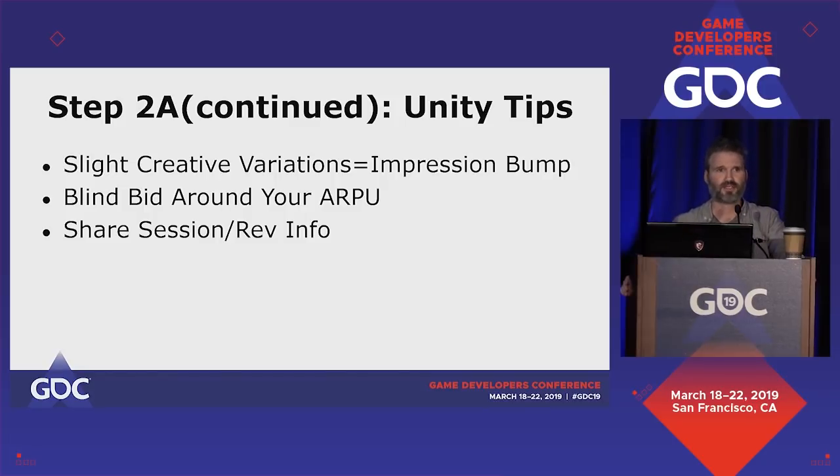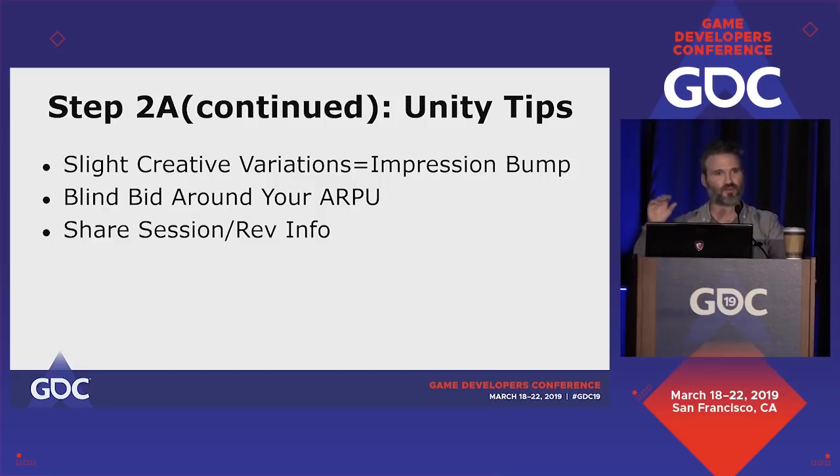Slight creative variations. One of the things that most people who are doing paid user acquisition struggle with is a rise in CPI. This is natural. People are getting exposed to your ads. They become less inclined to download if they passed on your ad creative the first time through. A great way to fight against this isn't to increase your bid. It's to add new creative.